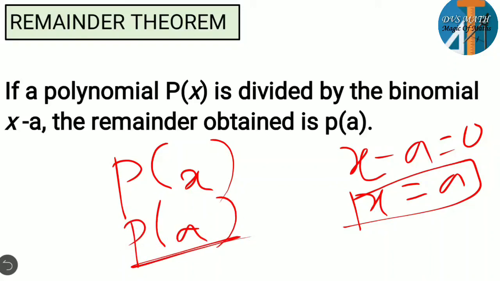So what is this remainder theorem statement? If a polynomial p of x is divided by a binomial x minus a, the remainder obtained is p of a. So take the binomial or divisor, equate it to 0, you will get the value of x. Substitute that value of x in the given polynomial, then you will get the remainder. Either you can go for the long division method, or you can go for the remainder theorem. But in the next coming exercise, we are going to use this remainder theorem and solve some problems.